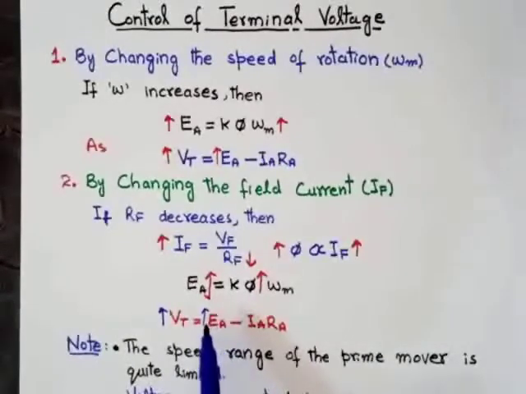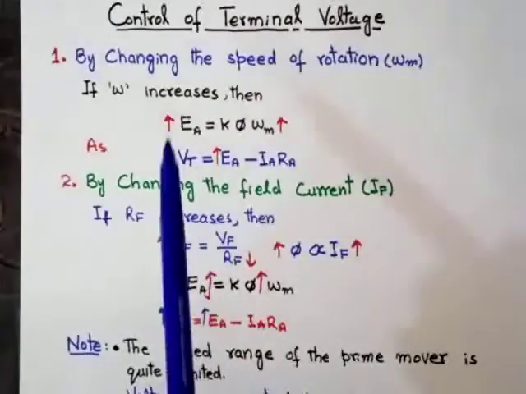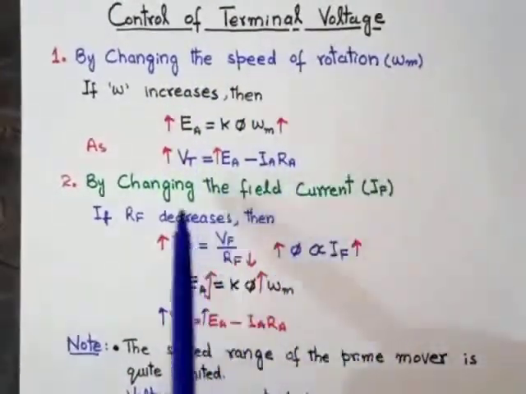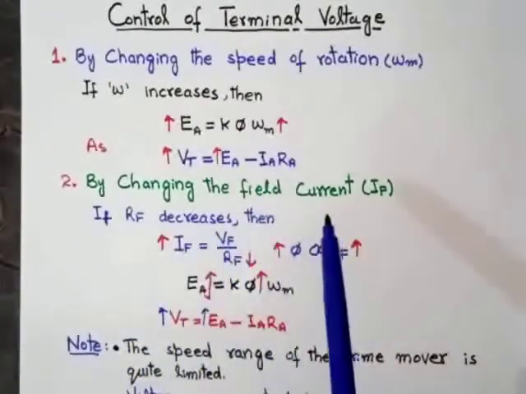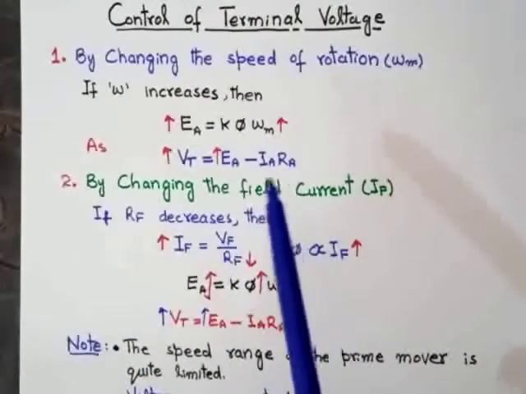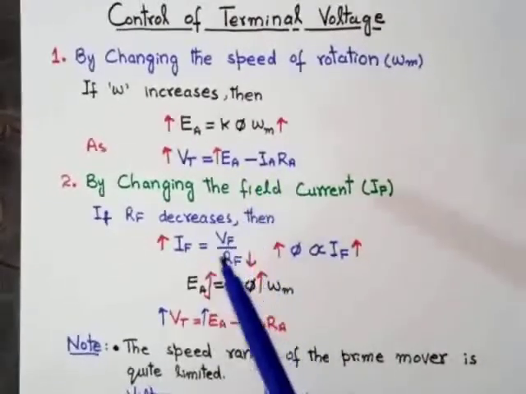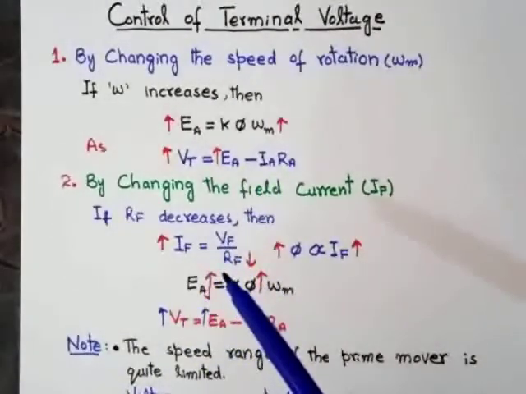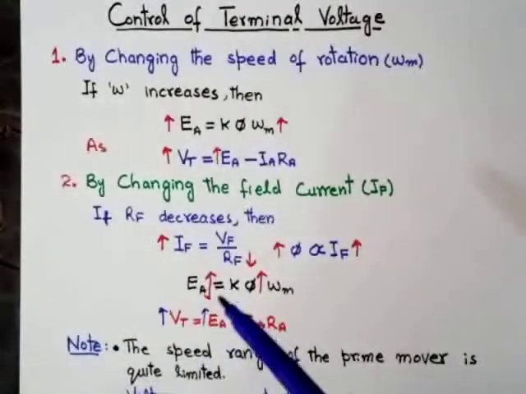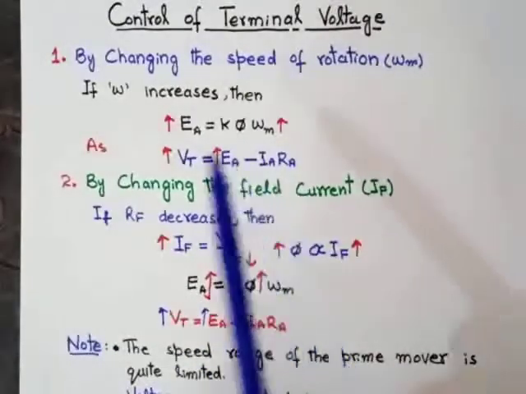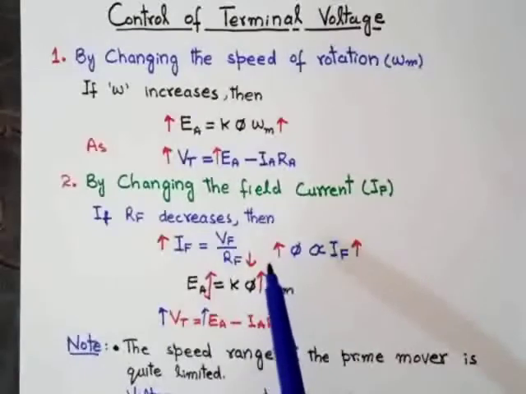We can increase the internal generated voltage or output voltage of the DC generator by changing the speed of rotation and by changing the field current. We can apply these two methods to generate more voltage.